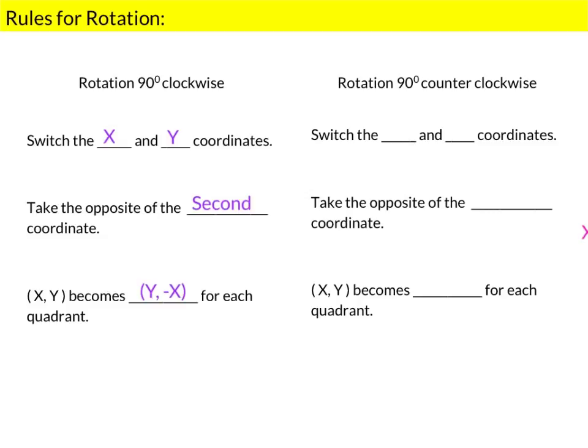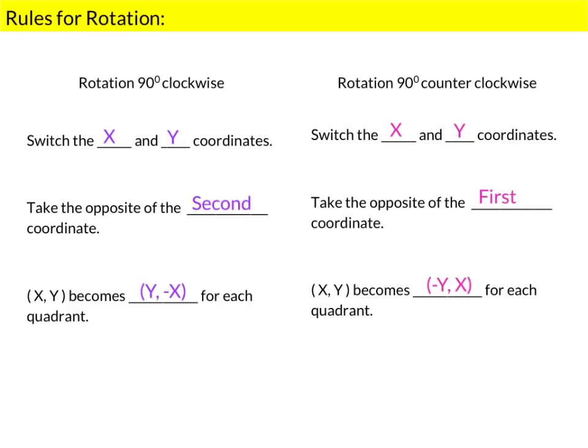Switching over to rotation of 90 degrees counterclockwise, the first thing we're going to be doing is, of course, switching our X and Y, and we're going to take the opposite of the first coordinate. So in this case, X and Y become Y, X, and then we're taking the opposite of the first, which is negative Y.